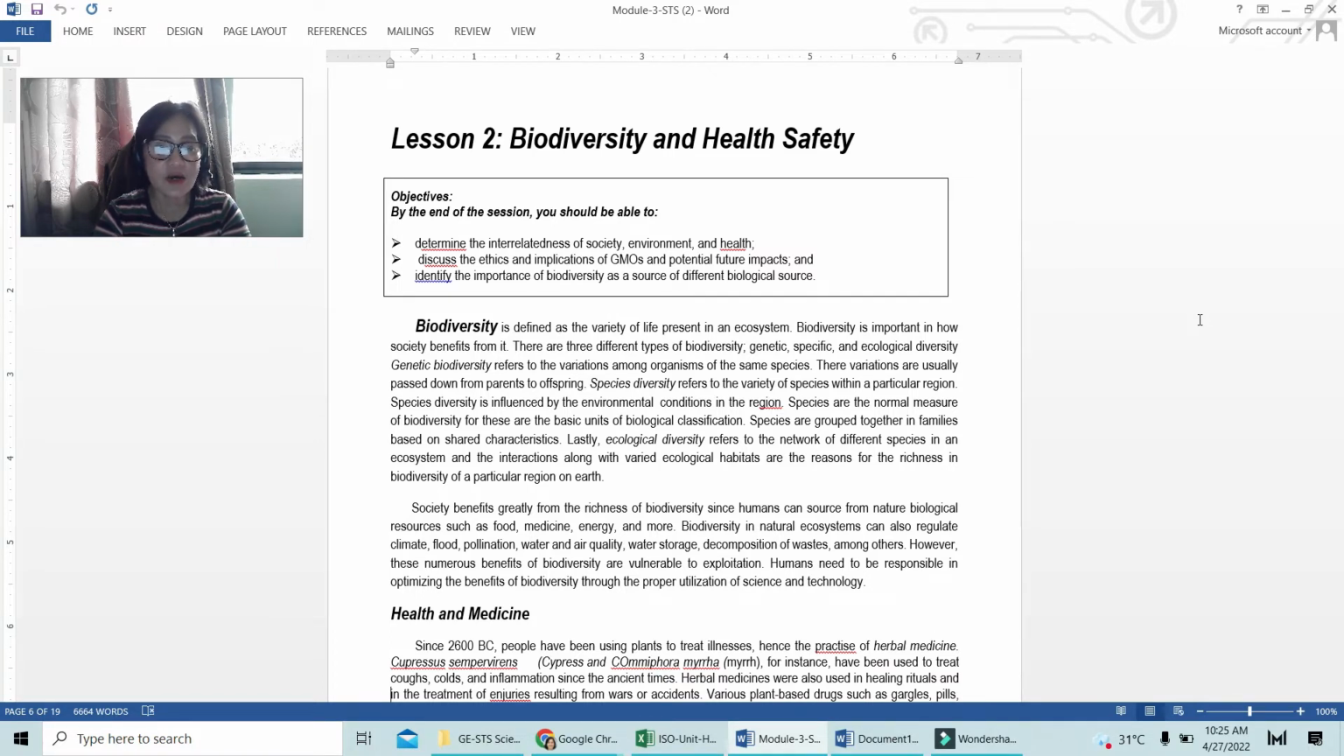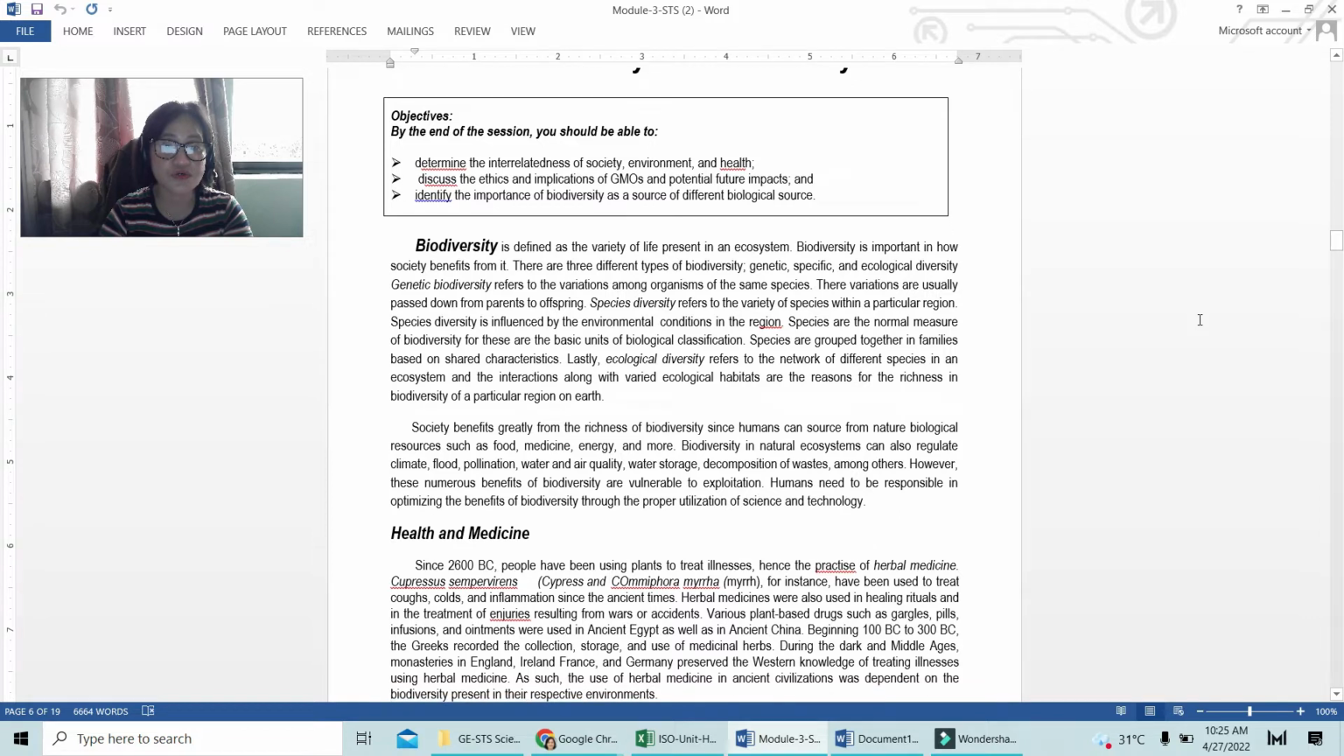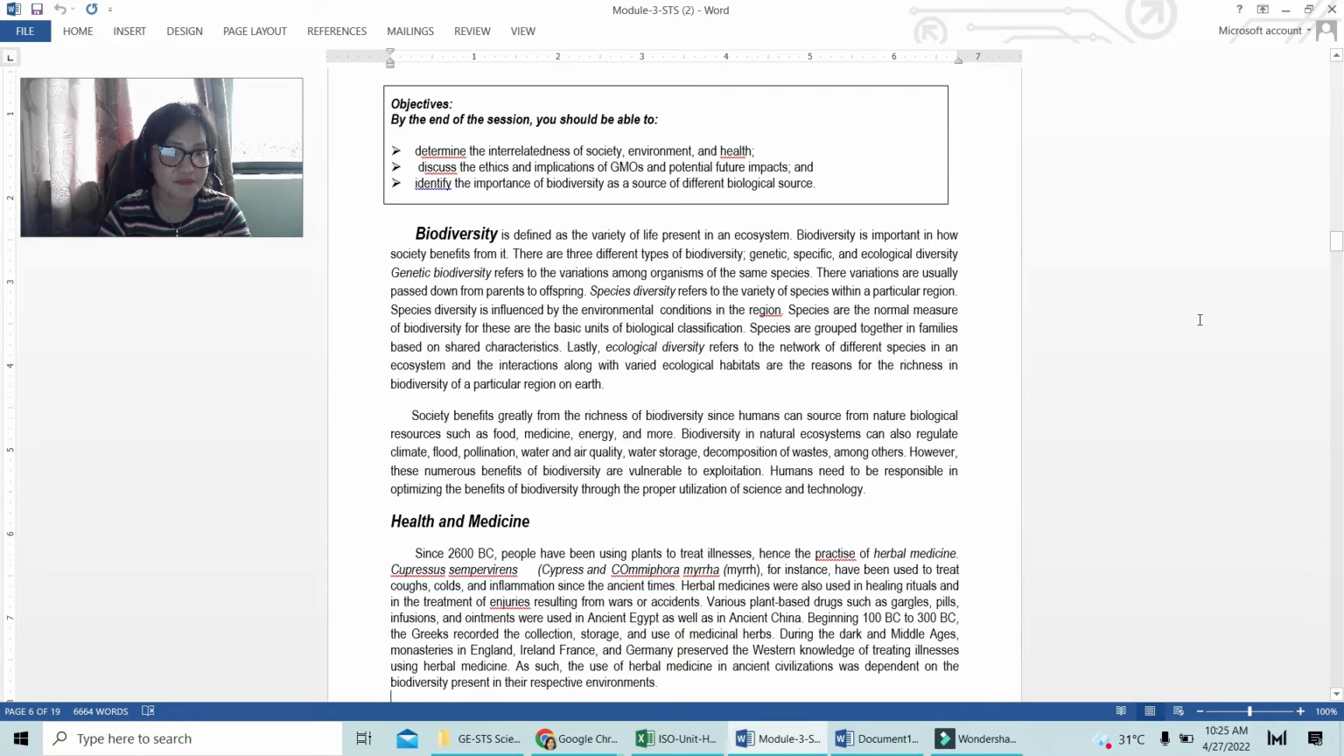When it comes to biodiversity and health safety, health and medicine are also involved. Since 2600 before Christ, people have been using plants to treat illness. Even now, if we have a wound, we can just get any plants or sometimes grass or shrubs from outside our house or from other places where they grow. Hence, the practice of herbal medicine was applied all over the world.